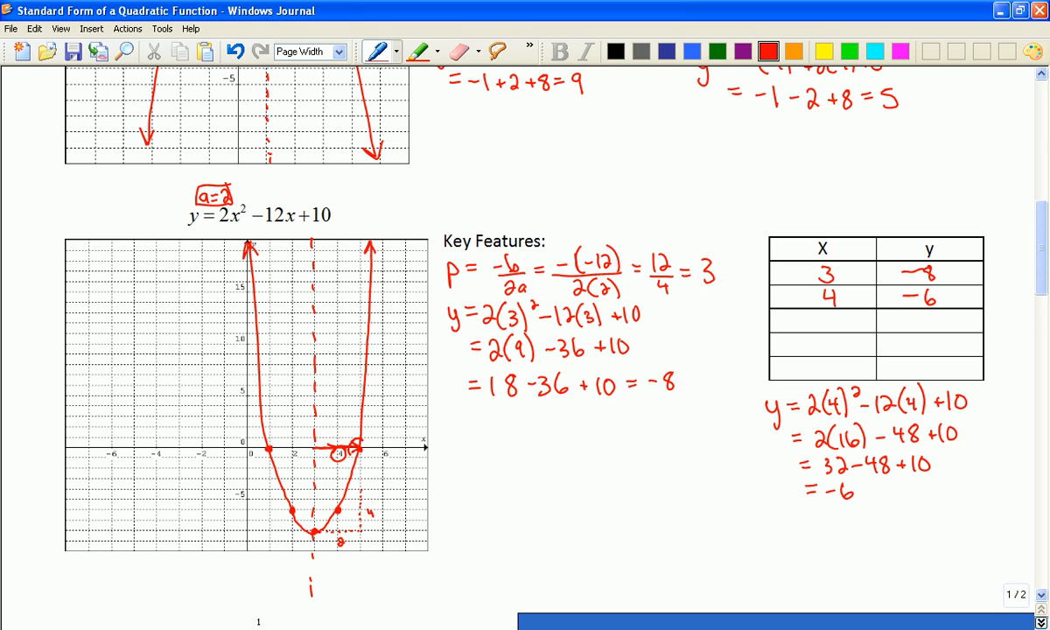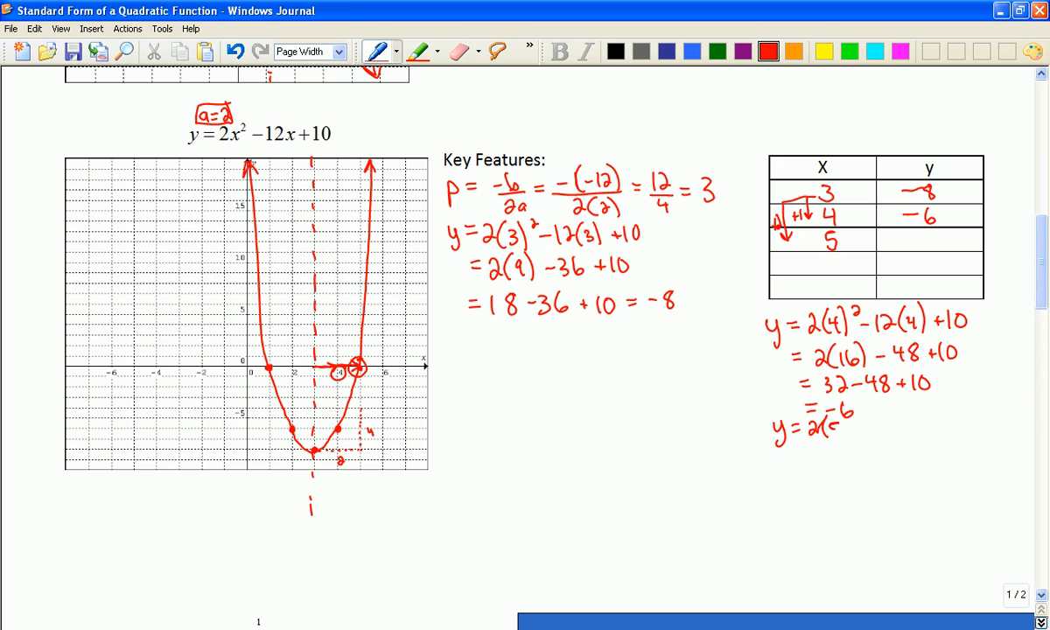And if we go 2 over, that would be at this point here, which is 5. Right, so from 3 to 4 is plus 1. From 3 to 5 is plus 2. So y equals 2 times 5 squared minus 12 times 5 plus 10, which is going to be 50 minus 60 plus 10, which is 0. So there's a good set of points to work with, and this is all on the right side of the axis of symmetry.